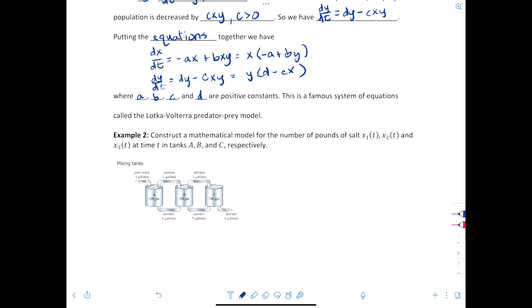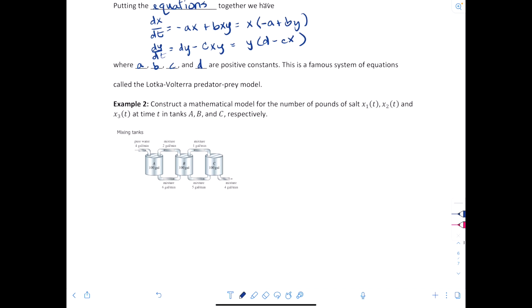This happens to be a famous system of equations called the Lotka-Volterra predator-prey model. Hopefully we'll have time to look at that later in the course. We'll take a look here at this example with mixtures, or a salt type mixture problem.